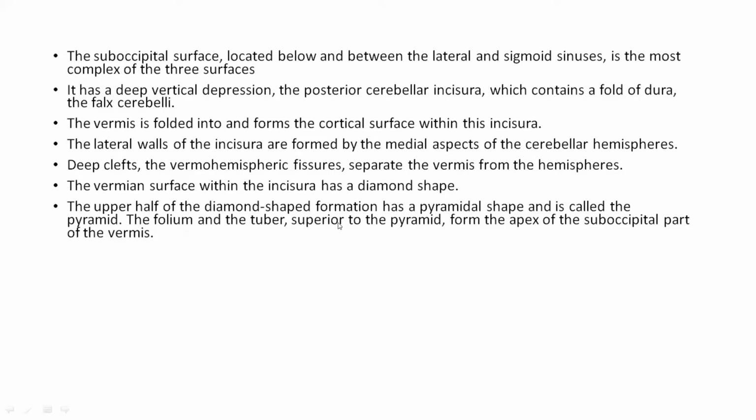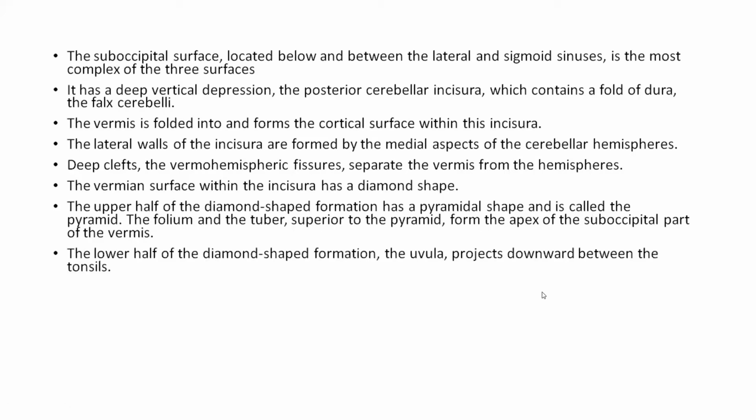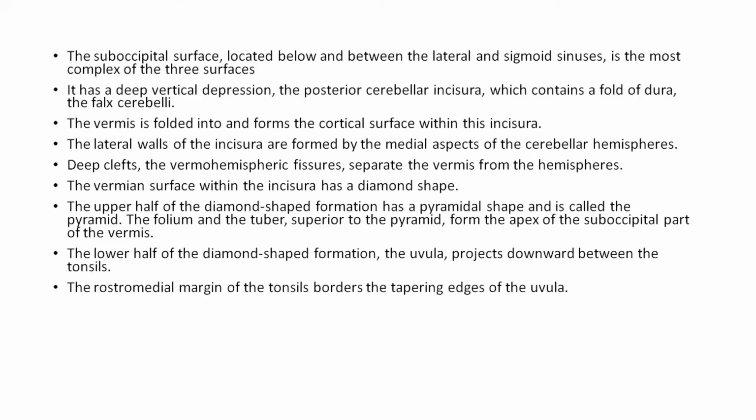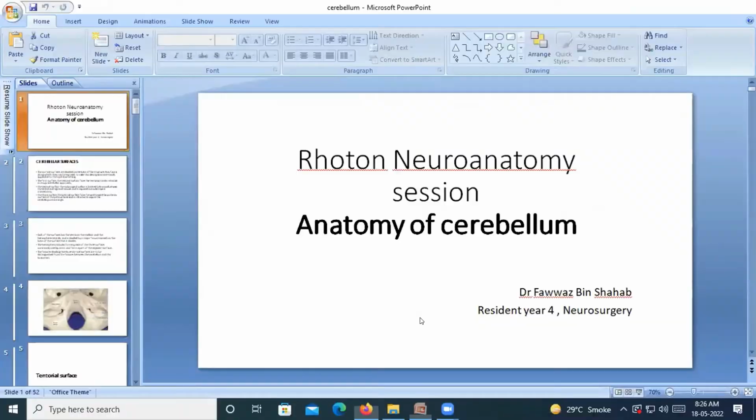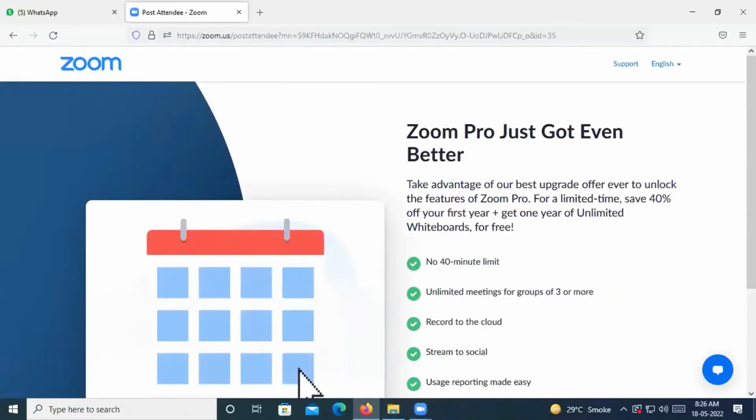The folium and tuber superior to the pyramid form the apex of the suboccipital part of the vermis. Whereas the lower half of the diamond, the uvula, projects downward between the two tonsils, the rostromedial margin of the tonsils bordering the tapering edges of the uvula. The nodule is the lowermost subdivision of the vermis, and it is hidden.